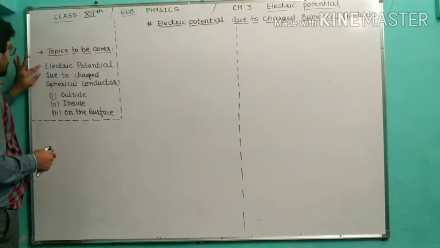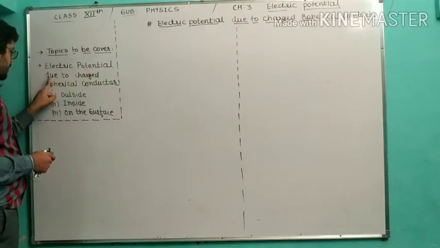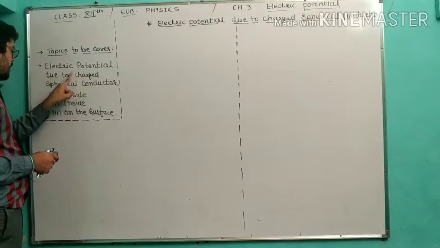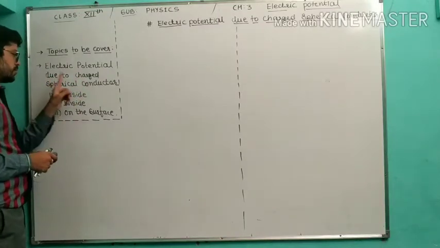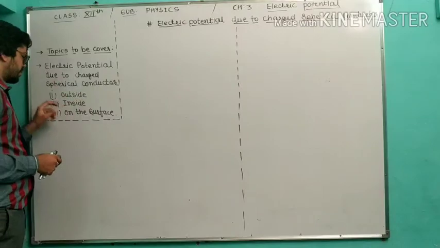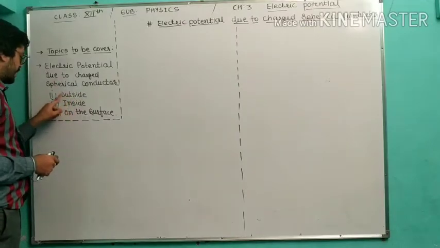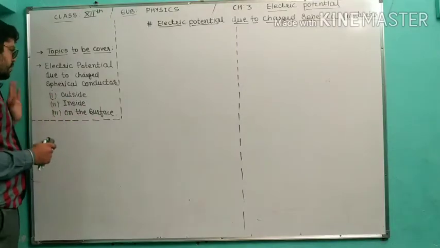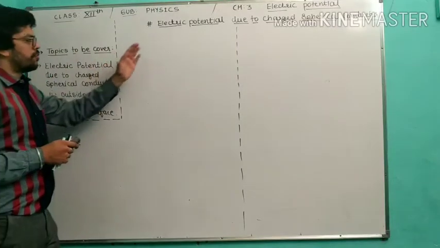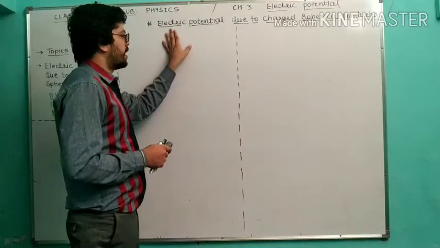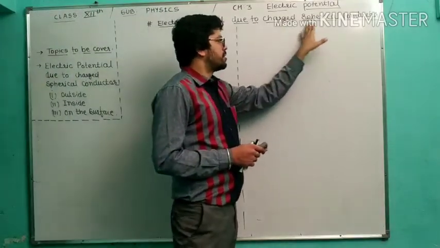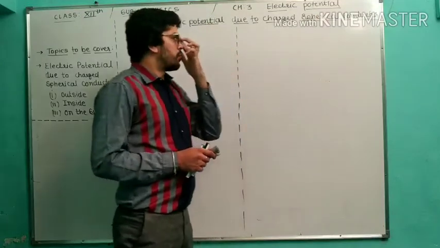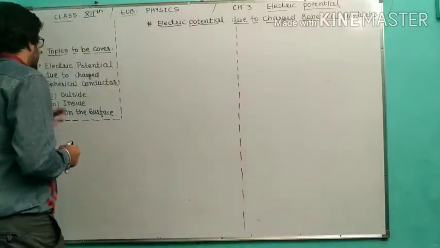Topics to be covered: electric potential due to a charged spherical conductor. Number 1, the position is outside; number 2, the position is inside; and number 3, the position is on the surface. So we have to find out electric potential due to a charged spherical conductor.